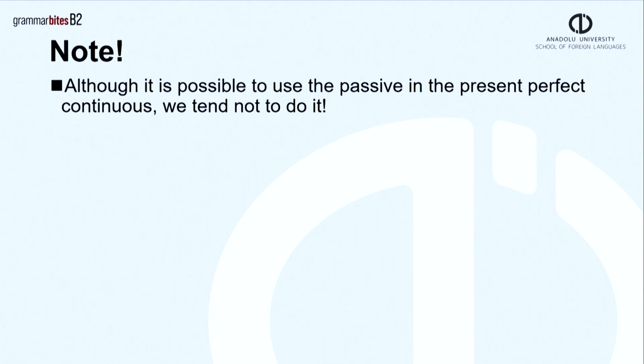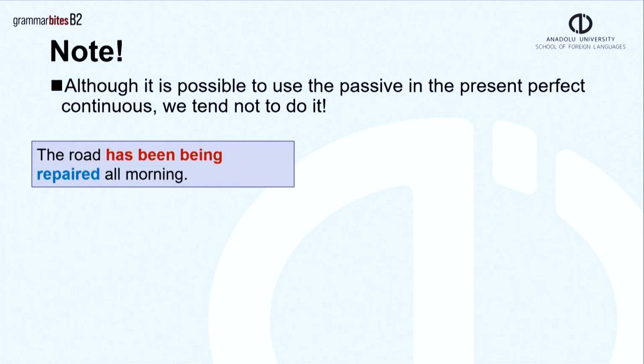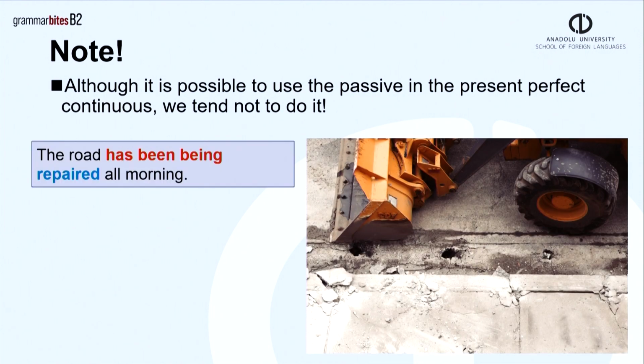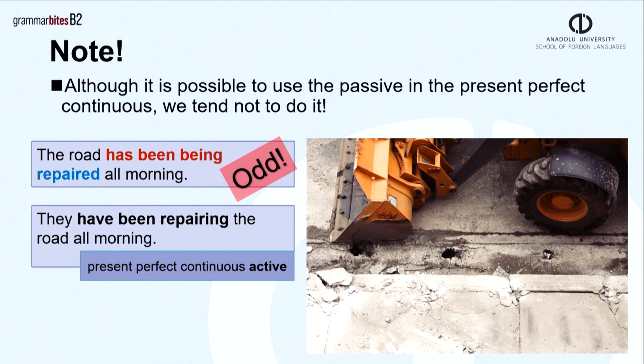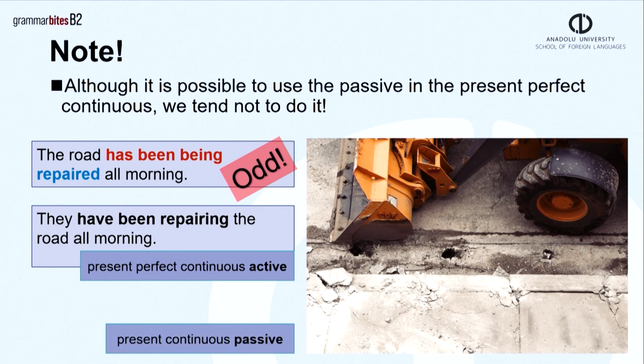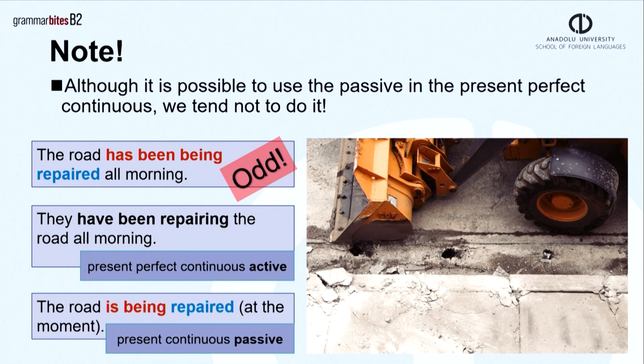Note, although we can use the passive with the present perfect continuous tense, we often avoid it. The road has been being repaired all morning. To a native speaker, this sounds odd. We would use some more natural alternatives here, such as using the present perfect continuous as an active sentence. They have been repairing the road all morning. Or alternatively, if we wanted to use the passive, we'd probably use the present continuous passive. The road is being repaired at the moment.